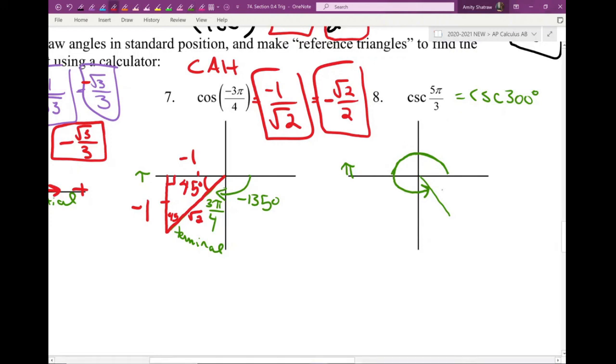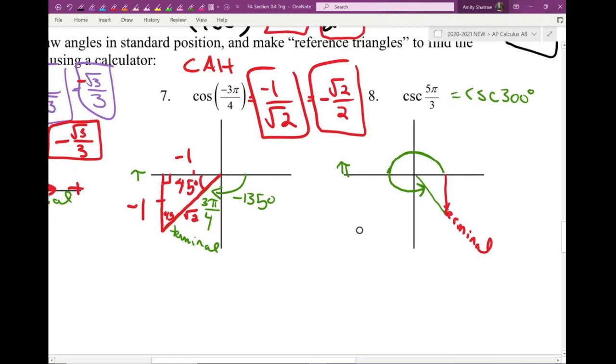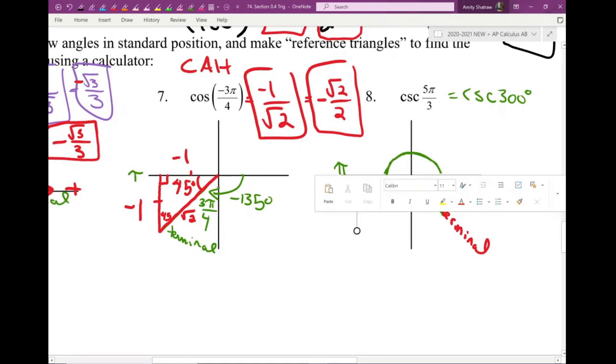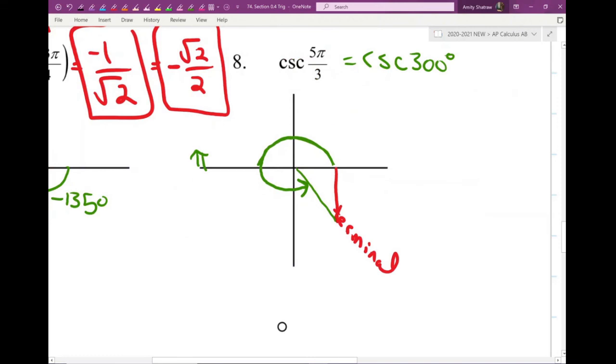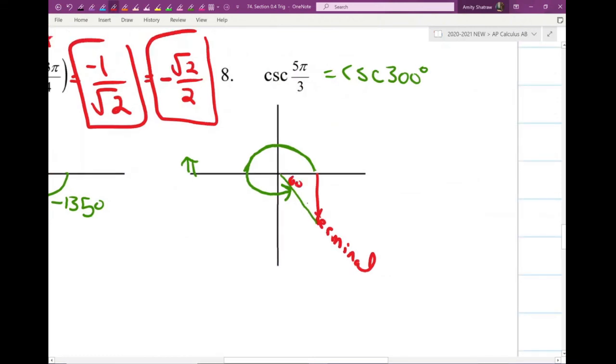And what is my terminal side? It tells me that I have a 60 degree angle here. Because if that's 300, then in order to get all the way around would be 360. And so I have 60 degrees left. This right here is my 60. Which means this is my 30, which means this is my 2, and this is my 1, and this is my square root of 3.